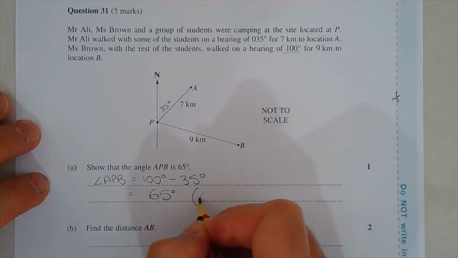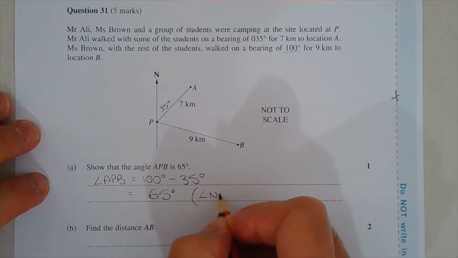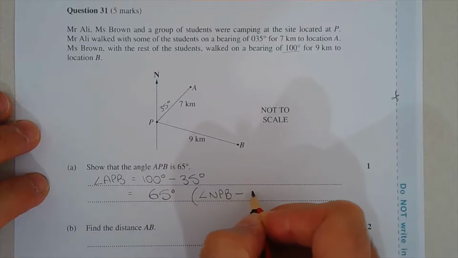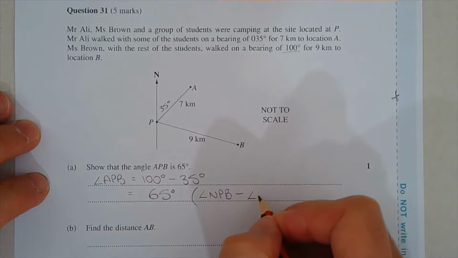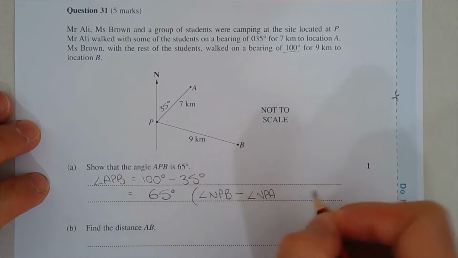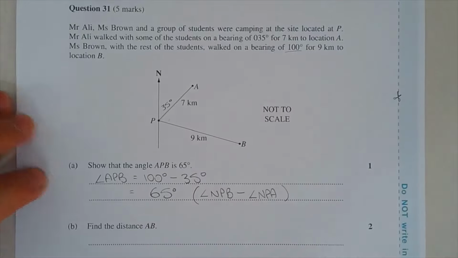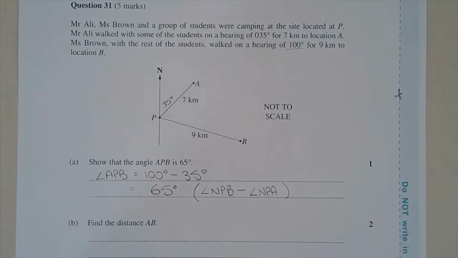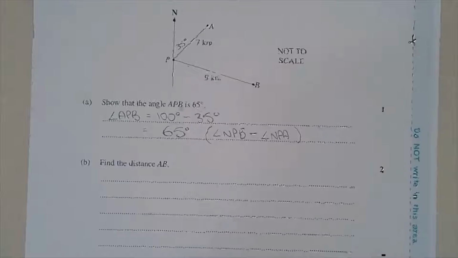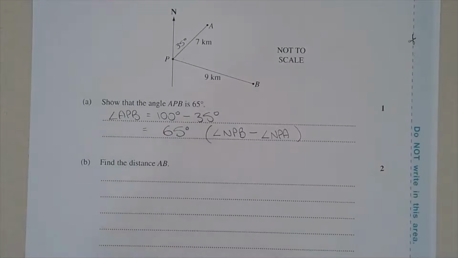Or otherwise, if you want to show a little bit more reasoning, we could say that's angle NPB minus angle NPA as our reason. All right, now part B, find the distance AB.